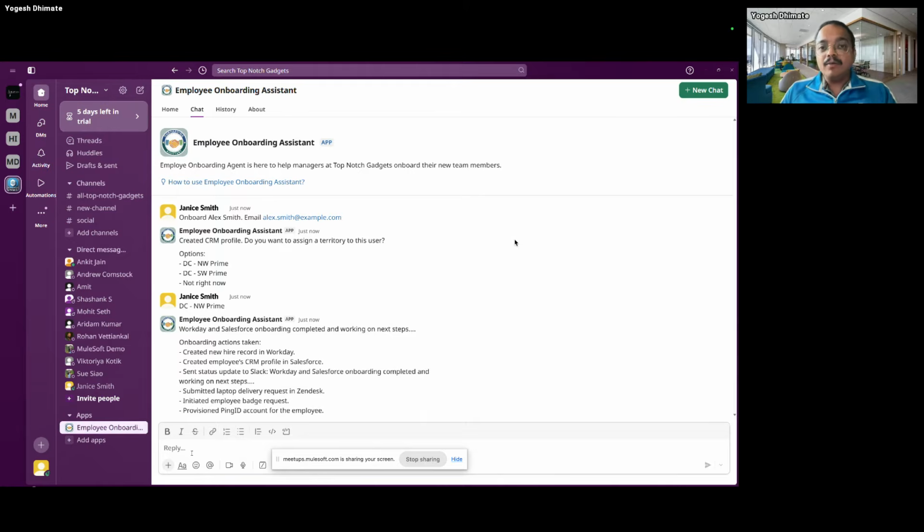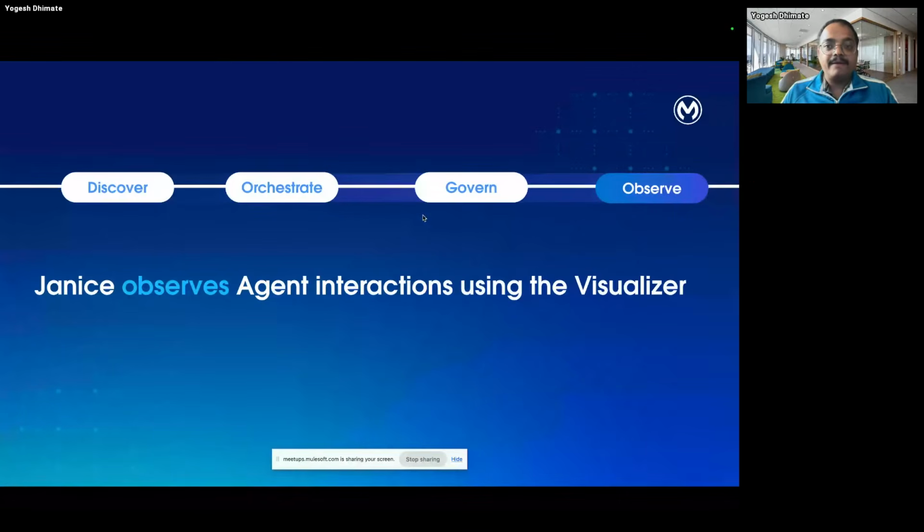Now the onboarding is done from an AI lifecycle perspective. We looked at discovery, we looked at orchestration, as well as governance. And the last piece of the Agent Fabric is observation, right? So Janice observes these agent interactions using the visualizer. So this is very similar to the API or integration visualizer that was available in Anypoint Exchange. We are extending that capability to agents, MCP tools, LLM interactions as well.